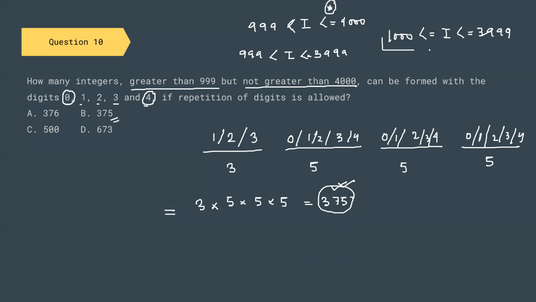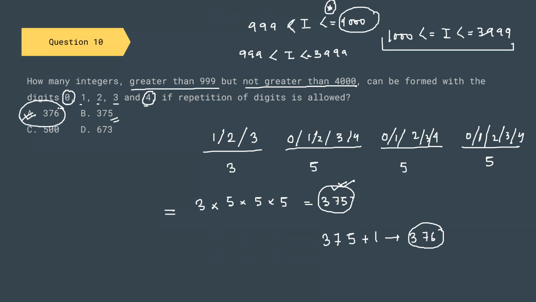Here the range is for greater than or equal to 1000 and less than or equal to 3999. But what about 4000? 4000 is also a valid combination. So 4000 is only one valid combination. So one will be added to this and the final result will be 376. So mark 376 and this is your final answer.